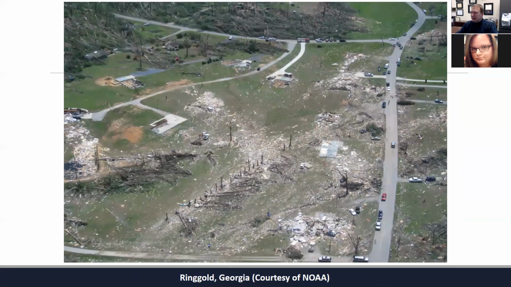And then this is back to Ringgold, Georgia. So this is obviously just the foundation of a home that was left. These are just foundations of nothing being left of those homes. And so again, it gets back to what type of construction do you have? Something I'll mention in just a minute and go into a little bit more detail is, do you have a safe room? Or do you have some type of storm shelter in your home? What would be the safest place that you could be in your home during a storm such as this?